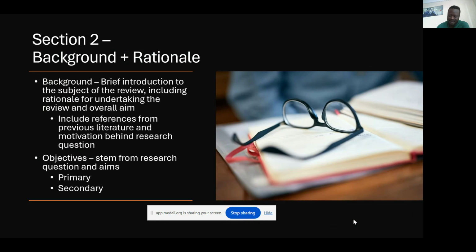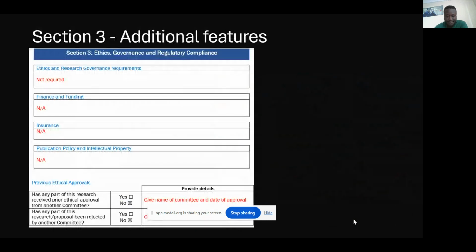Sorry, Doctor, would you be able to hide the message at the bottom of your screen just because it's blocking out the slides? Oh, apologies. Yep, thank you. Yes, perfect.